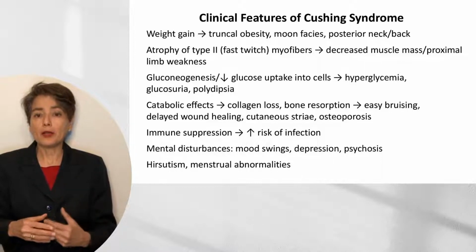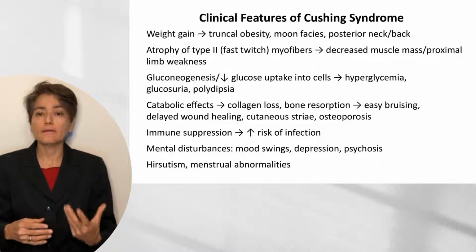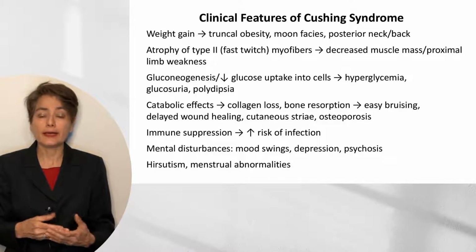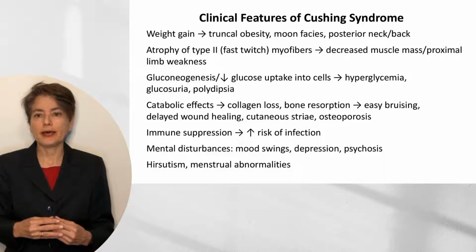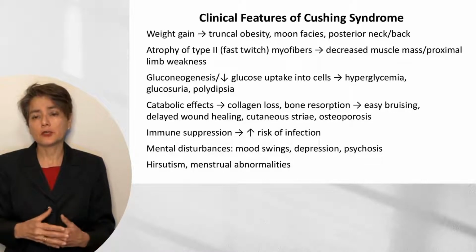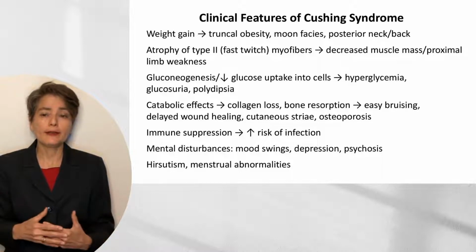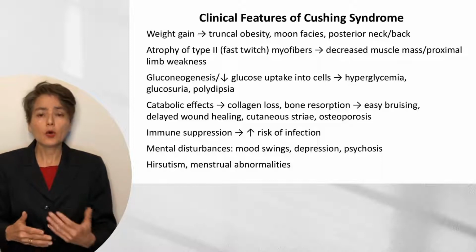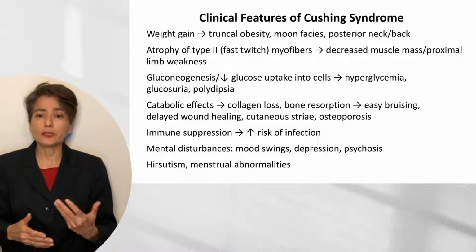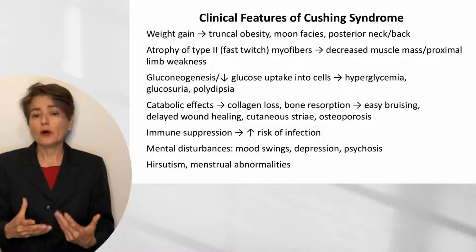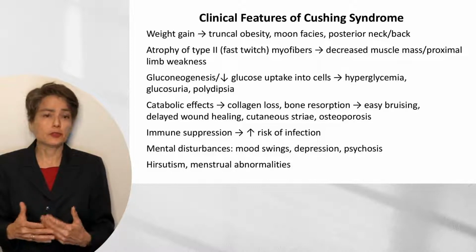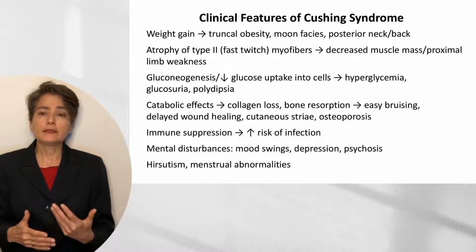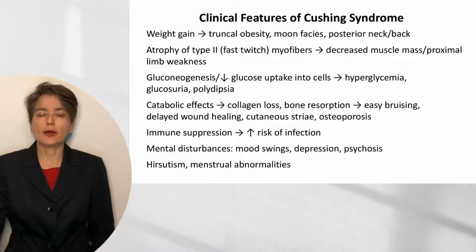Cortisol also has catabolic effects, so we're going to get collagen loss and bone resorption. Now, collagen loss is going to manifest as easy bruising, delayed wound healing, and cutaneous striae. Again, I'll show you a picture of that on the next slide. And patients on long-term steroid use, for example, for autoimmune hepatitis, may have osteoporosis, so something to be aware of for those patients. Cortisol is immunosuppressant, so patients will have an increased risk of infection. And there is also a possibility of mental disturbances, so mood swings, irritability, depression, even frank psychosis. Additional findings in Cushing syndrome are hirsutism and menstrual abnormalities.